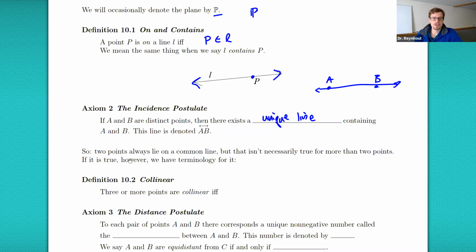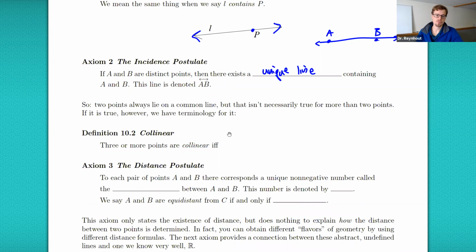So we have that 2 points always lie on a common line, but we don't necessarily have that any 3 points lie on the same line. When we do have this situation, we say that they are collinear. So 3 or more points are collinear if and only if they all lie on the same line. Excellent.